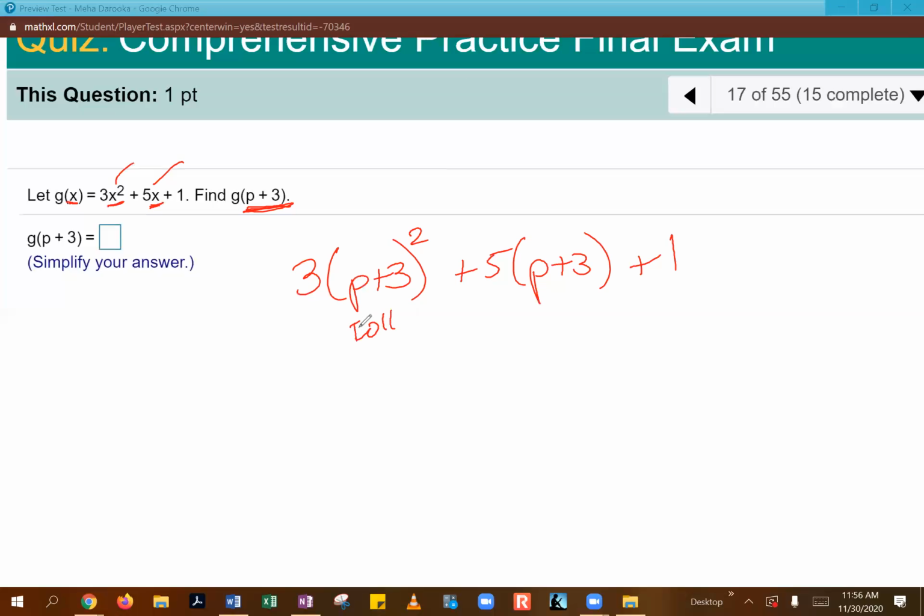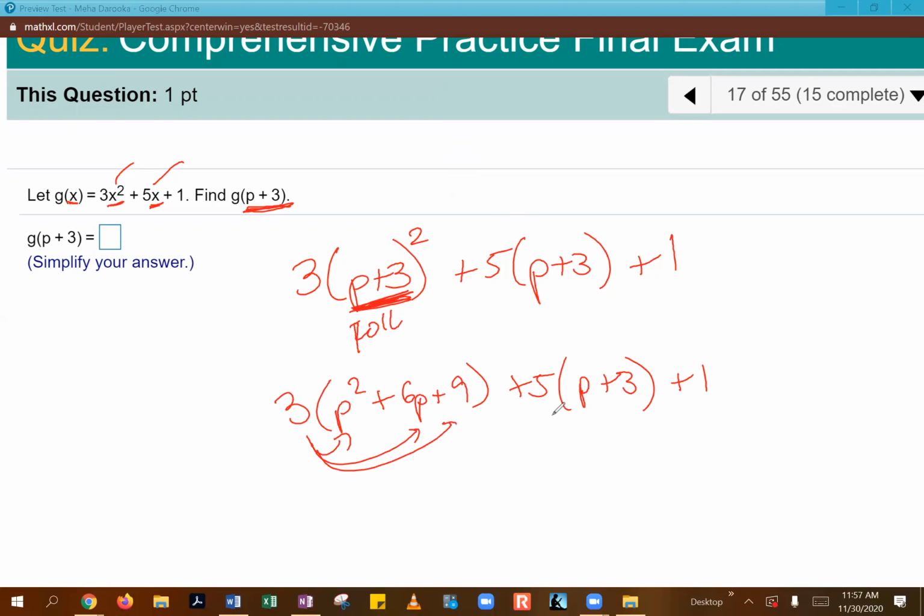Here you would need to do FOIL first with the parentheses part. After you do the FOIL, and I'll just do a quick FOIL here to show you, then you would need to distribute these numbers inside the parentheses. Then simplify them. So just remember after you plug it in, you will need to do FOIL on this first part over here.